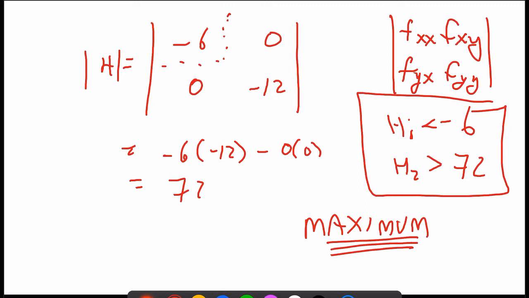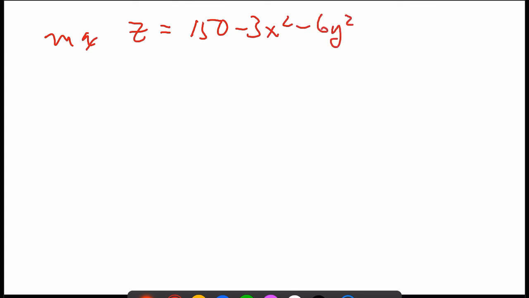Okay, you're like, well, that was simple. Yeah. Now, let's add a constraint. Let's say I want to max z equals 150 minus 3x squared minus 6y squared, subject to 10 equals x plus y.